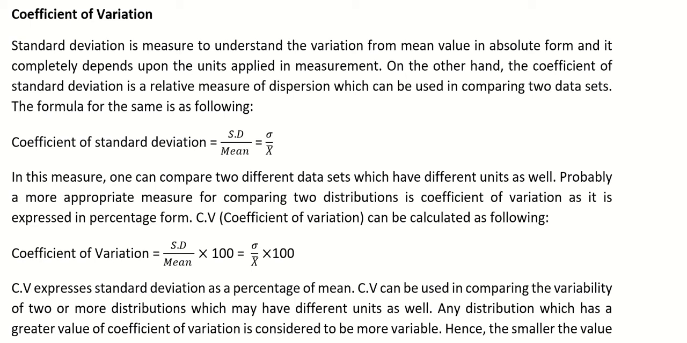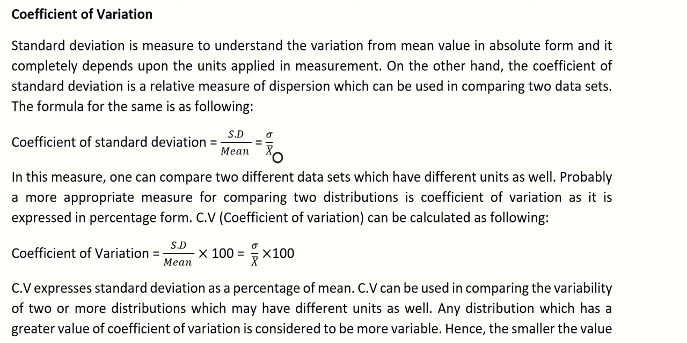So whenever we calculate standard deviation, we just try to understand the variation from the mean value, but it is also a method which can be used in a single distribution. On the other hand, if we calculate the coefficient of standard deviation, it is a relative measure of dispersion where you can compare two different data sets. So the formula for coefficient of standard deviation is standard deviation upon mean.